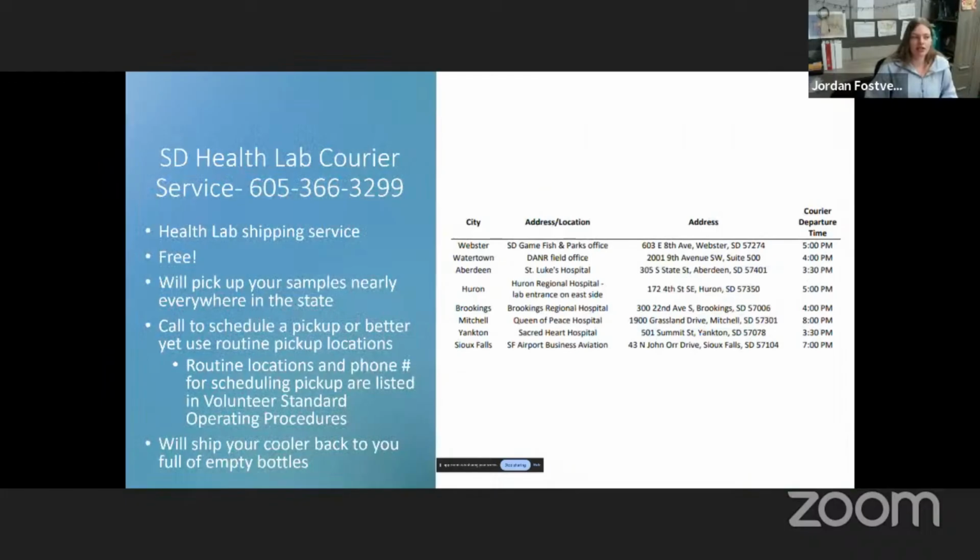The South Dakota Health Lab also has a courier service. There's the phone number for that service. It's free, included in the cost of your samples. They'll pick up your samples nearly anywhere in the state. You can call to schedule a pickup, or better yet, you can use the routine pickup locations, which are usually hospitals or parks offices. You can see that in the table. They'll ship your coolers back to you automatically full of empty bottles.